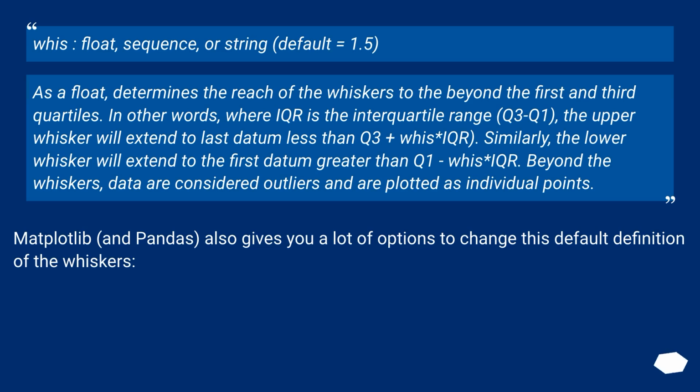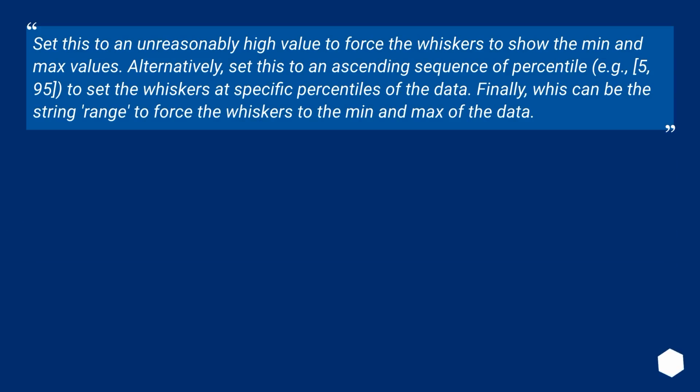Matplotlib, and pandas, also gives you a lot of options to change this default definition of the whiskers. Set this to an unreasonably high value to force the whiskers to show the min and max values. Alternatively, set this to an ascending sequence of percentiles, for example 5, 95, to set the whiskers at specific percentiles of the data. Finally, whis can be the string range to force the whiskers to the min and max of the data.